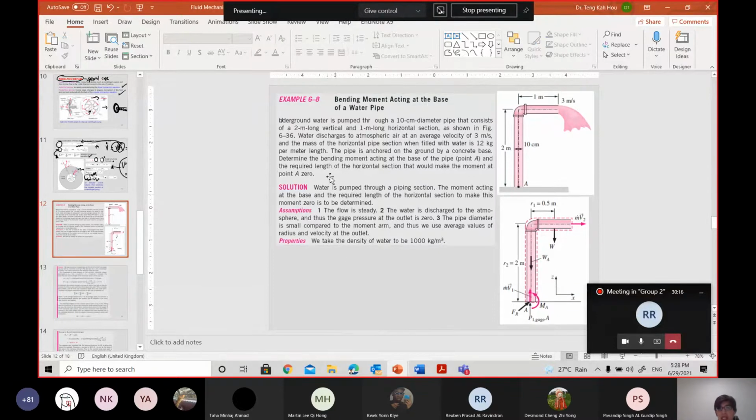So for these questions, the underground water is pumped through 10 cm diameter pipes that consist of 2 meter long vertical and 1 meter horizontal sections. You can see that the discharge is at 3 meters per second. And the mass of the horizontal pipe section when filled with water is 12 kg per meter. Just be careful on this, 12 kg per meter length.